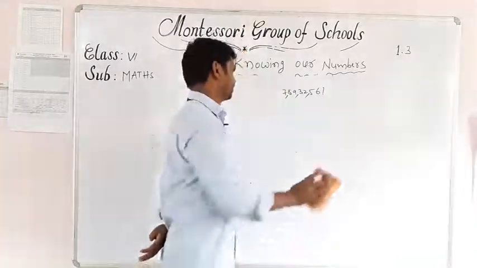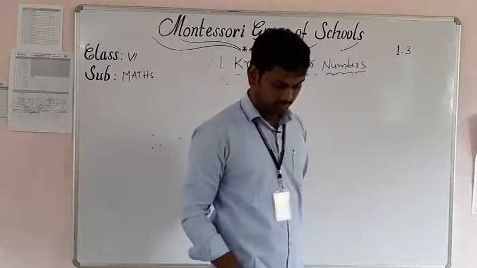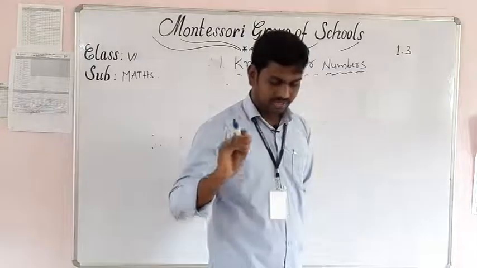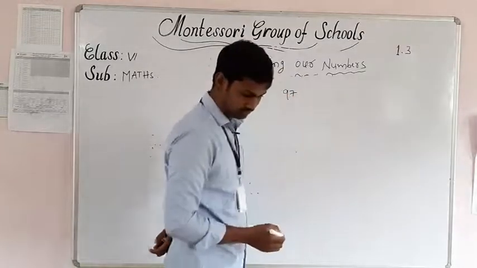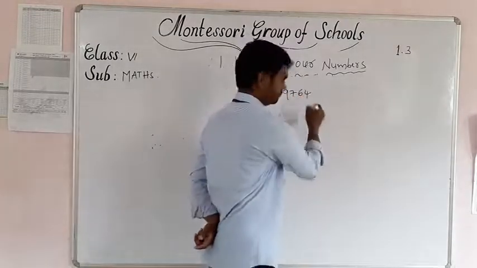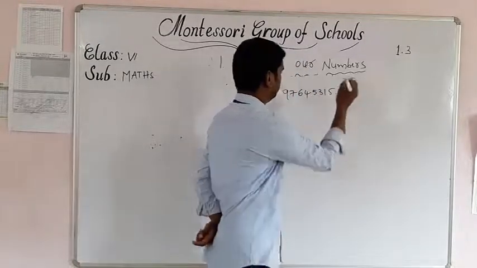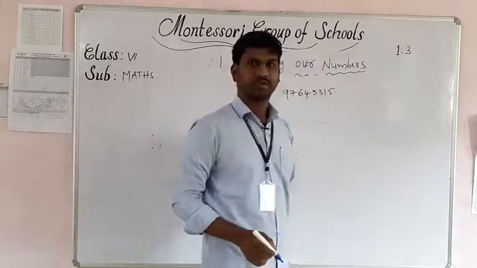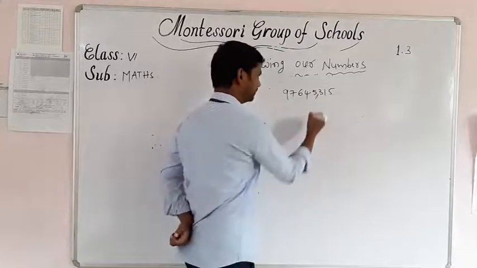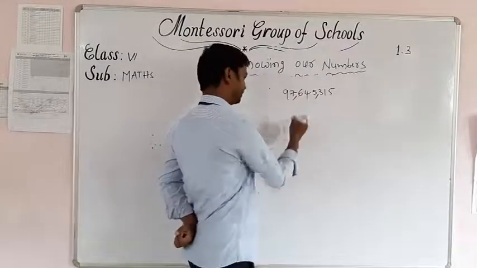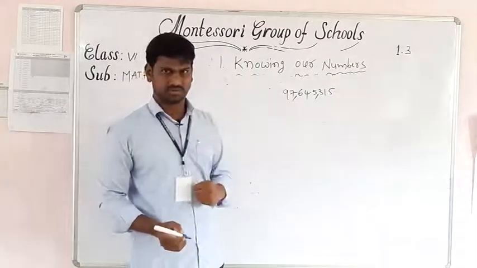Coming to the international system, they have given one problem. Write the number using commas according to the international system of numeration: 97, 64, 53, 15. So use commas. The first comma after 3 digits, the second comma after the next 3 digits. Like that, in the international system a comma comes every 3 digits.